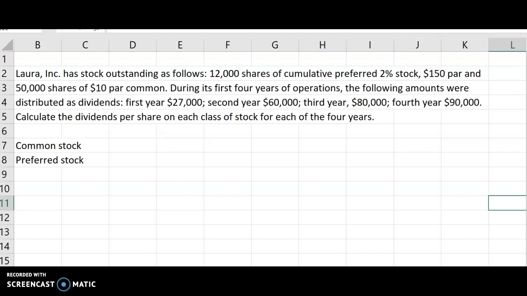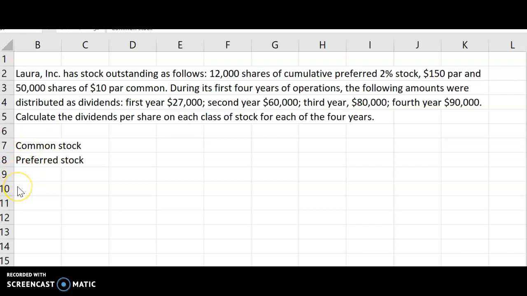This problem is going to ask you to take dividends that we are going to be distributing to our shareholders and decide who gets them. In this problem, we're going to have two classes of stock. We're going to have common stockholders and preferred stockholders. And the preferred stockholders are preferred because they get preferential treatment to dividends. If we pay out dividends, they are going to receive dividends first. Any remaining will go to common stockholders.